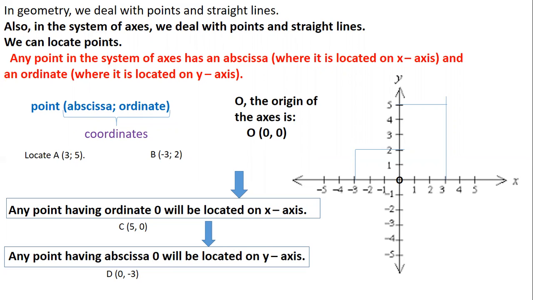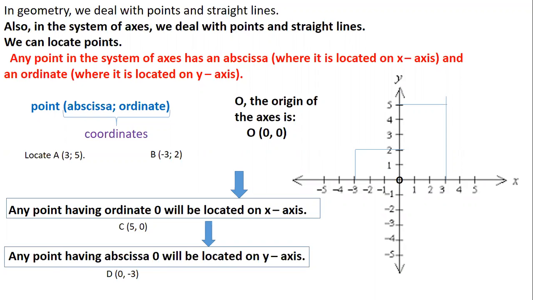Let's look again, Mahdi, at the point A, which has 3, 5. What is 3? Abscissa. It is located on the x-axis, right? And 5 is the ordinate and it's located on the y-axis. If we look again at the system of axes, where do we locate the positive on the x-axis? On the right side. And the negative? On the left. On the y prime y, where do we locate the positive? Upwards. And the negative? Downwards. Thank you, Mahdi.